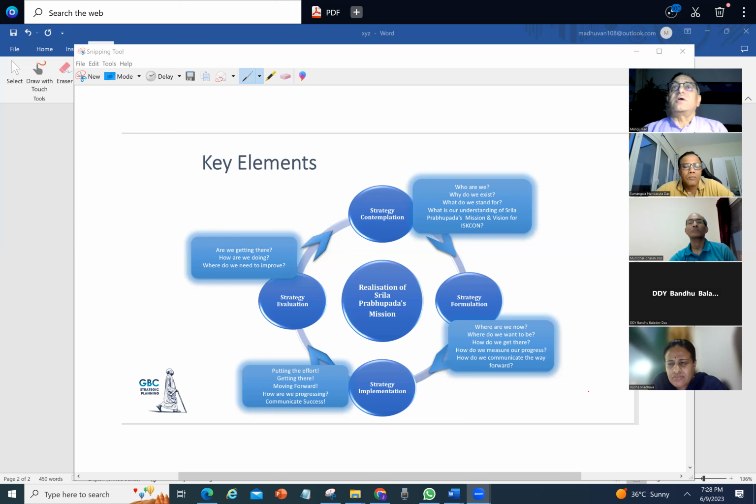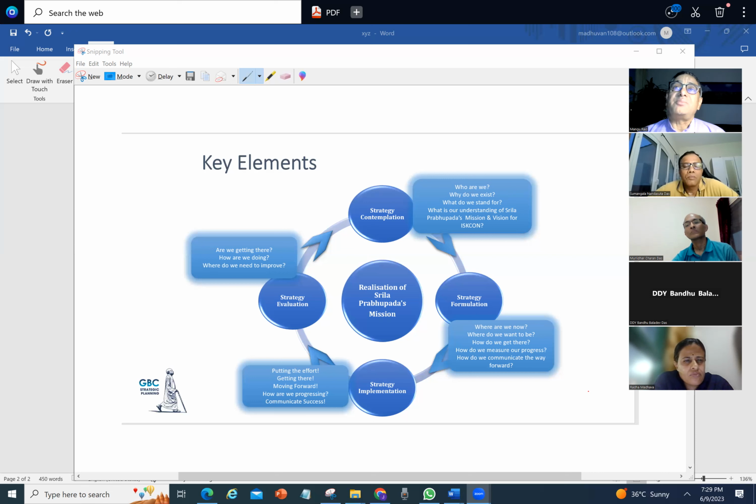Hare Krishna. So here in the strategy, contemplation is like a thinking, right? Thinking inward sometimes. So we discuss who are we, why do we exist, and so on and so forth. And most importantly, what is your understanding of Srila Prabhupada's mission and vision for ISKCON? To some extent, in the presentation also, we read a quote of Srila Prabhupada. Today, we are going to repeat how Srila Prabhupada has used the word mission. But from the purposes of ISKCON, if you see, they're also very much linked with mission and vision.